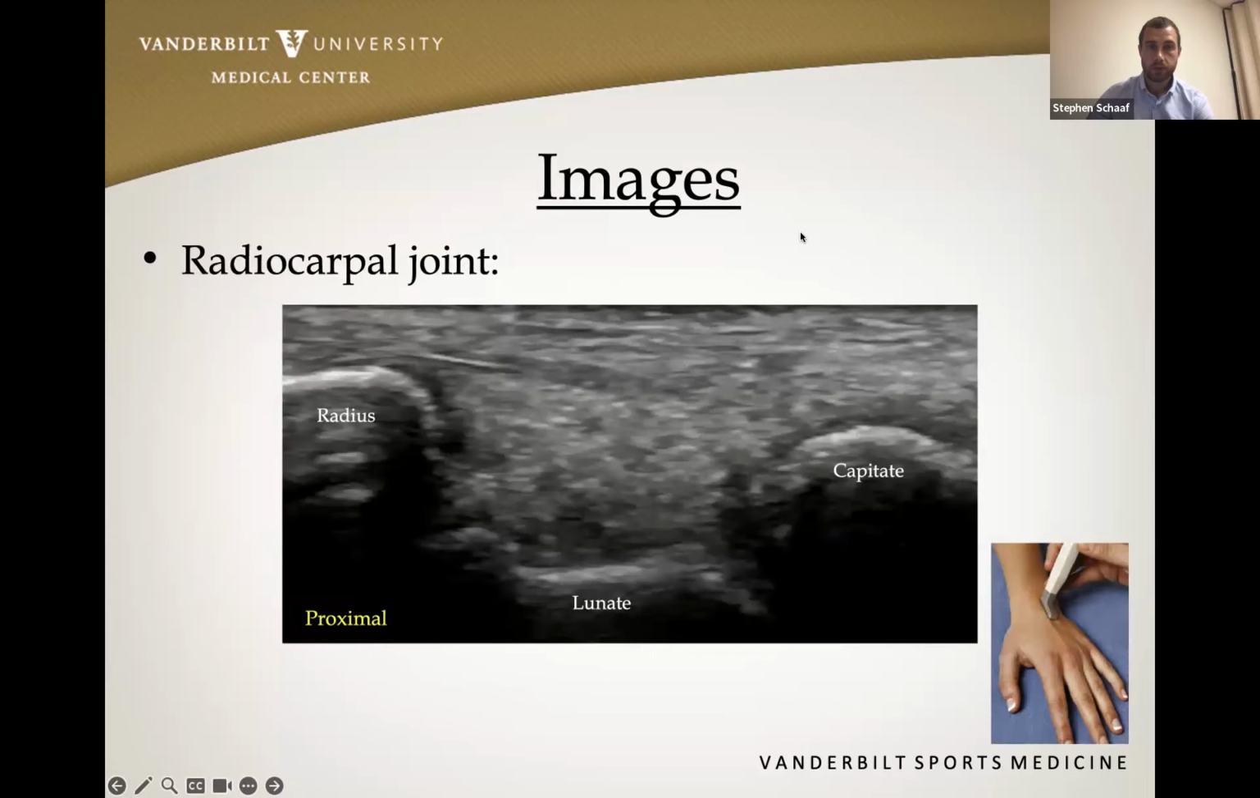Then we're going to be moving on to the radiocarpal joint, evaluating that wrist joint recess. So this is an example here for this patient where we see the radius, lunate, and capitate, but we're not seeing really any kind of joint effusion at this area, as well as any synovial hypertrophy or even any kind of cortical irregularities.